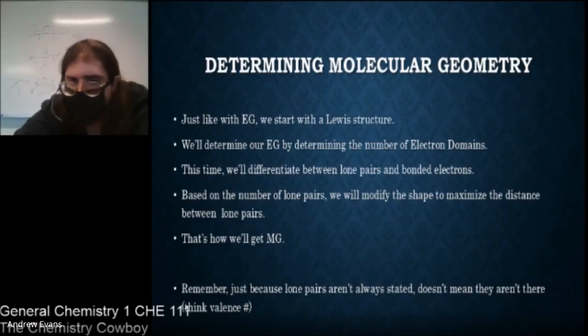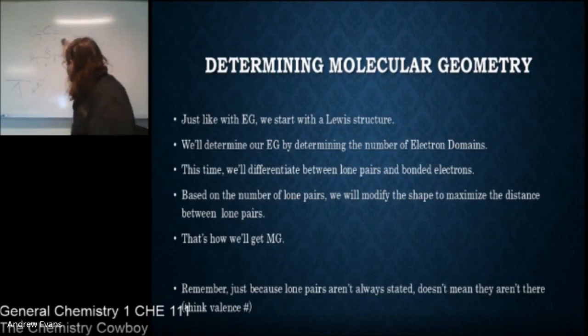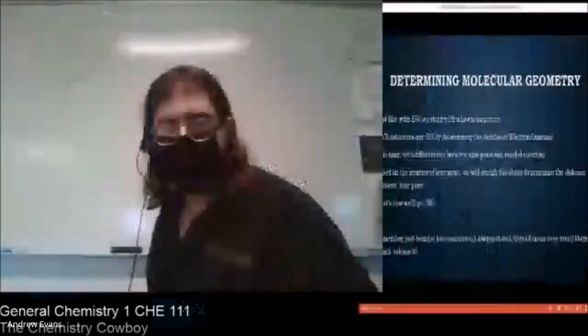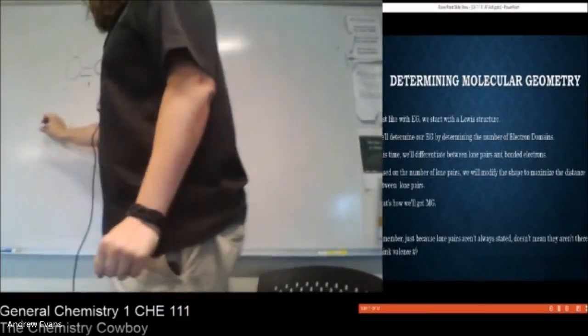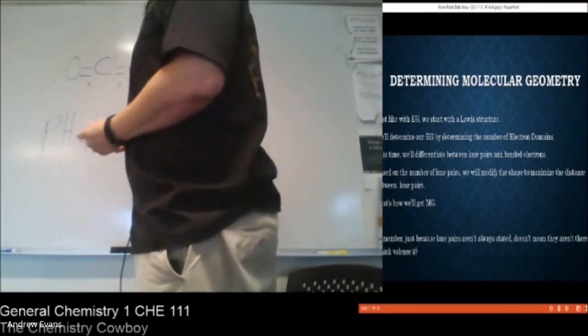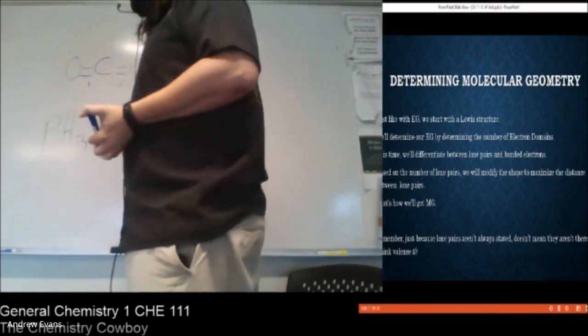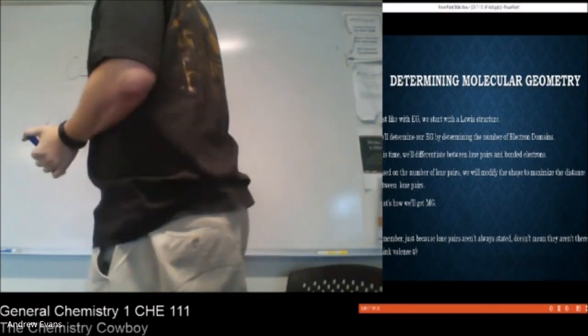And here's the tricky part that always gets people on tests. Remember, just because lone pairs aren't always stated doesn't mean they aren't there. You have to think of the valence electrons. So if I say on a test, what is the molecular geometry, or even what is the electron domain geometry of PH3? So how would we go about that? If I just gave you PH3 and a multiple choice, what is the electron domain geometry? You might be wanting to say, well, there are 3 hydrogens, so it's going to have some combination that has to do with 3.